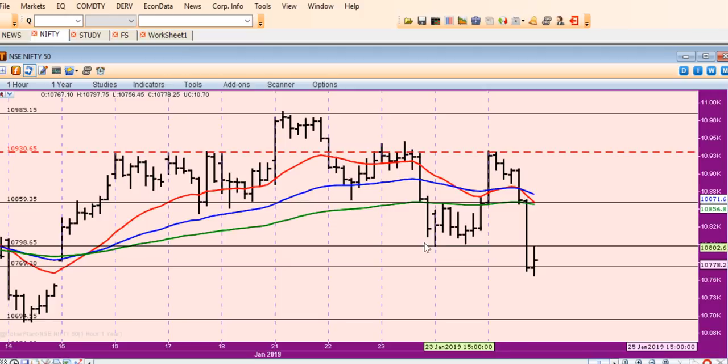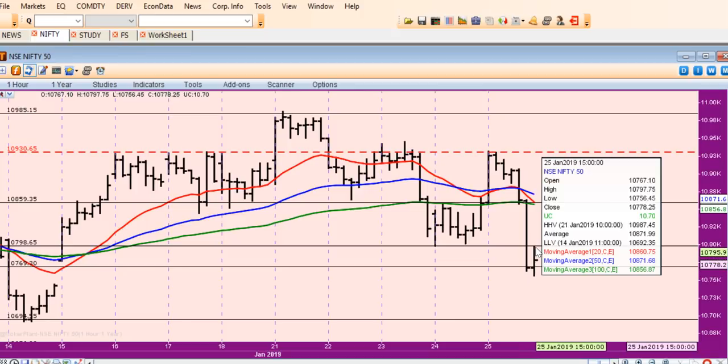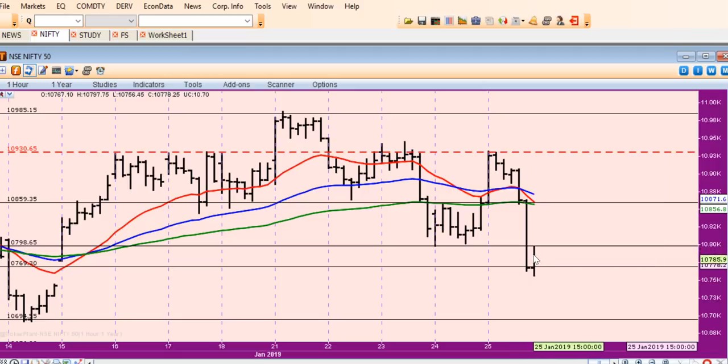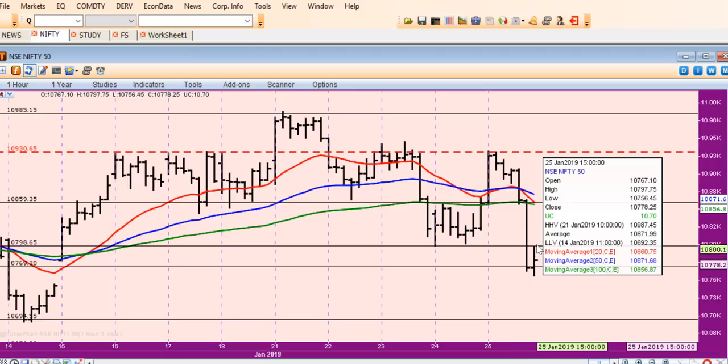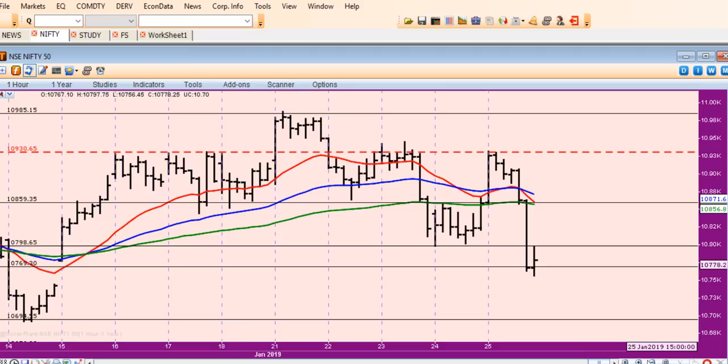The 10,800 level, which we were discussing as a support level here, was breached, and after that it was retested as a resistance. So in the last hour, Nifty retested 10,797, almost the 10,800 level which it had breached, as a resistance. So this is what we were expecting, and it happened as per the analysis.